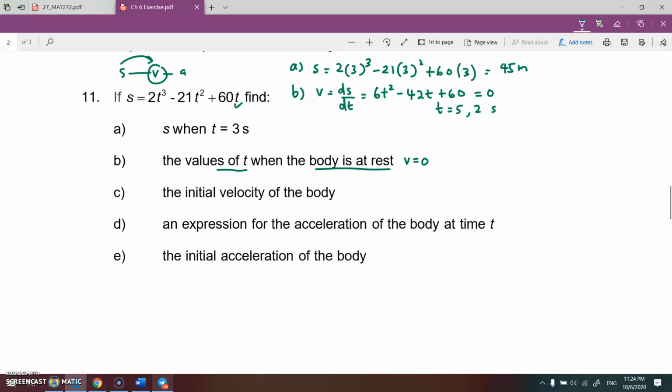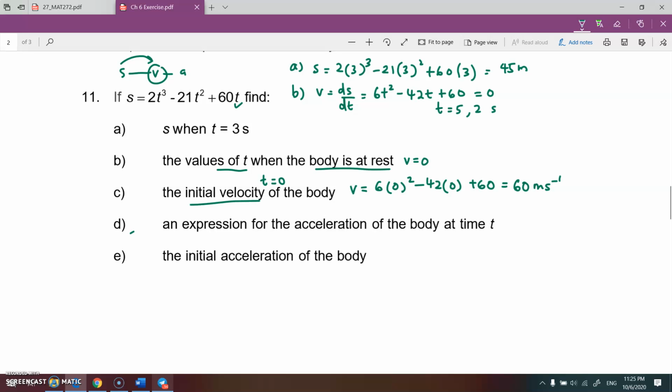Part C. What is the initial velocity of the body? Initial means the starting point. So when does it start? It starts when t is equal to 0. So you want to find V when t is equal to 0. You just substitute 0 into the earlier equation. So your answer would be 60 meters per second.